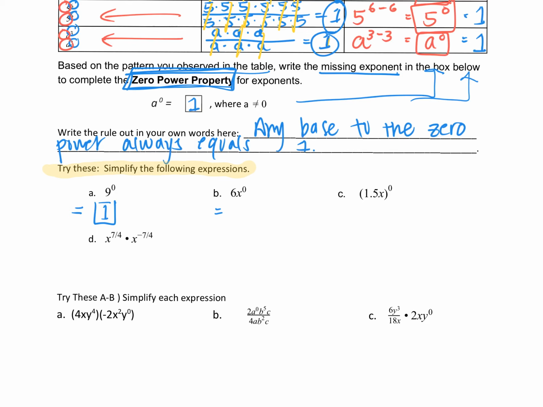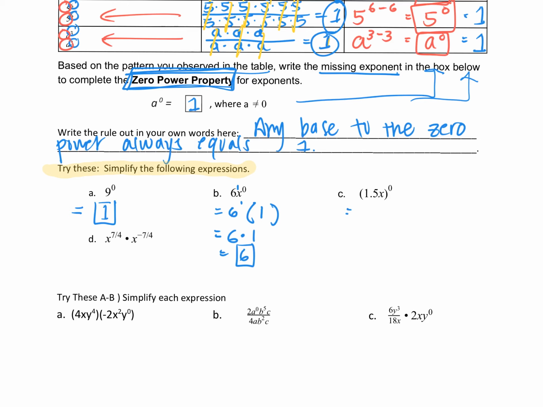There's a 6 in the front of that x to the 0. There's an invisible exponent that 6 has. It's 6 to the first. There's an invisible 1 there. So that means I have 6 to the 1, which is just 6. And then x to the 0 is going to be 1. So this one's a little different because it becomes 6 times 1, which is 6. The base with the power of 0 was just x. 6 does not have a power of 0, so it stays 6.